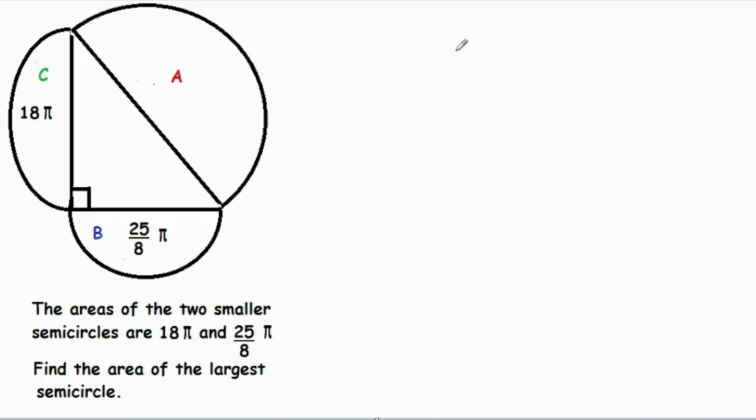First and foremost, let's recall what the area of a semicircle is. The area of a semicircle is half of the area of a circle. The area of a circle is pi r squared. So the area of a semicircle is half pi r squared. Okay, do we know the radius of semicircle A? No. We don't even know the diameter. Talk less of the radius.